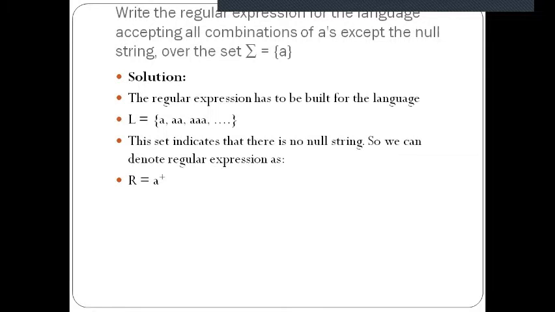Next, we are going to see one more example. Write the regular expression for the language accepting all the combinations of A's except the null string over the set sigma equal to {A}. So it is except the null string. You are going to ignore the null string and use all the combinations of A. That means you are going to use one or more occurrences of A. We know that one or more occurrences of A means you write R equal to A plus. What is the name of this? The name of this is positive closure.